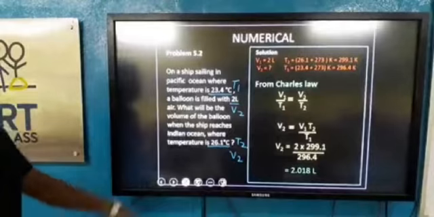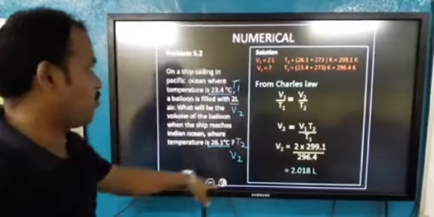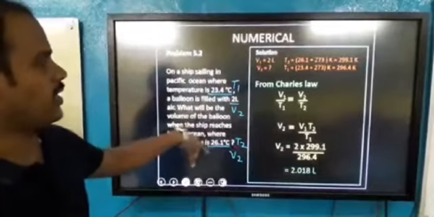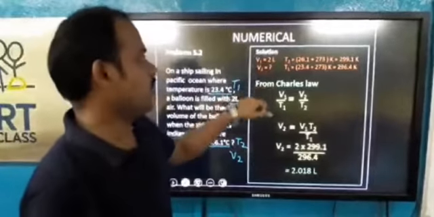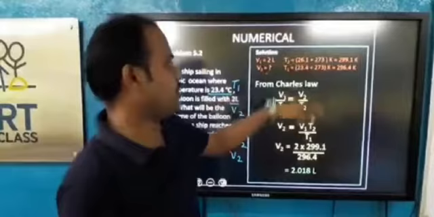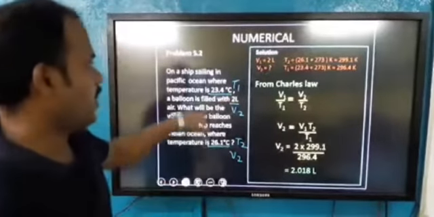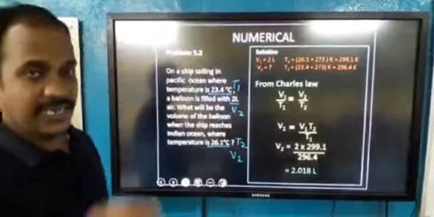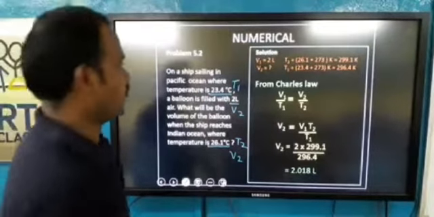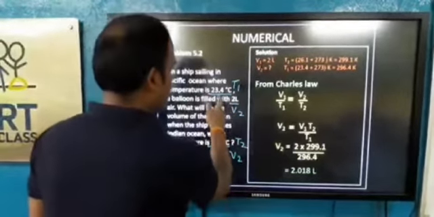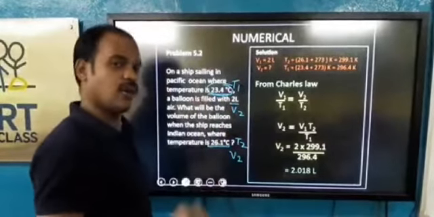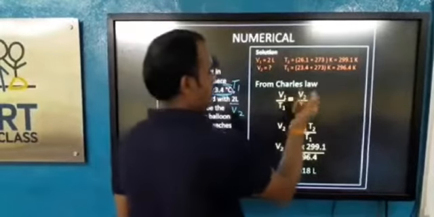So again, this thing is very, very important. You have to find out the values which are given and what value we have to calculate. So V1 is 2 liter, V2 we have to calculate, and T2. So before starting calculation, I told you that always use temperature in Kelvin scale for calculation. So before starting our calculation, convert 23.4 degrees C into Kelvin. So what's the relation? Simple.